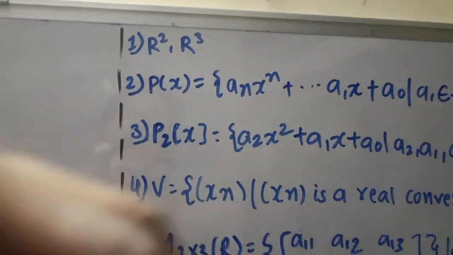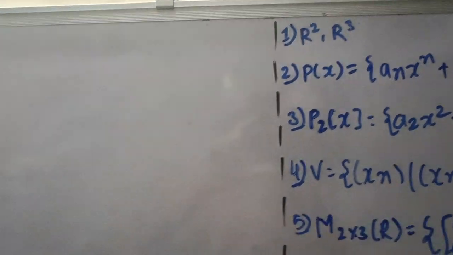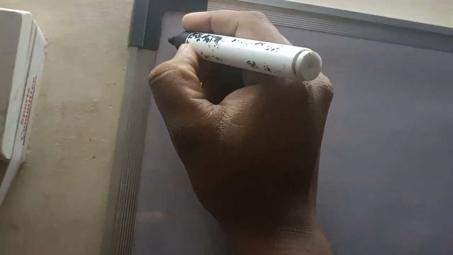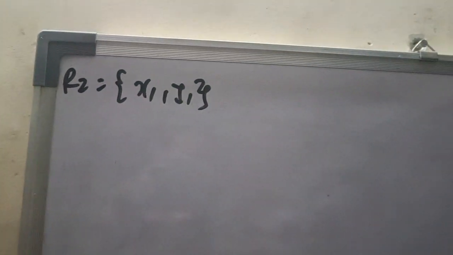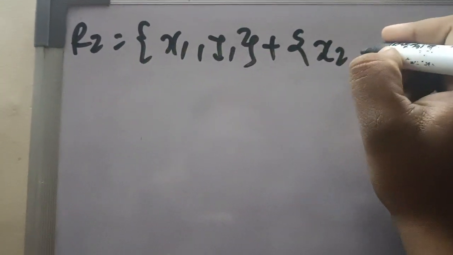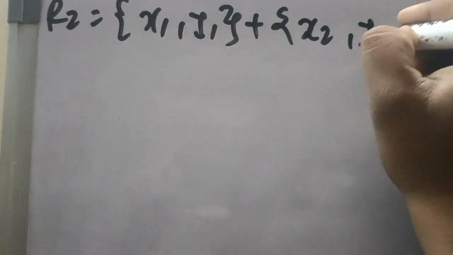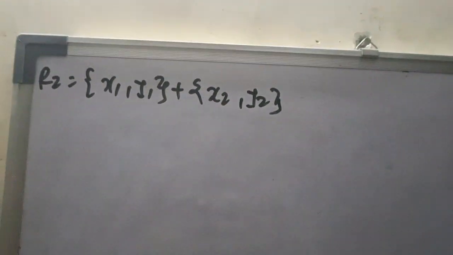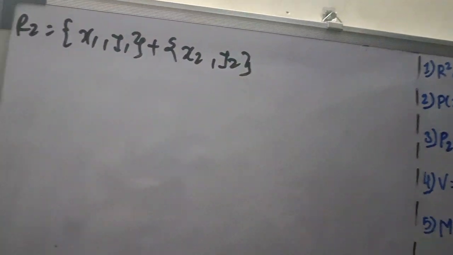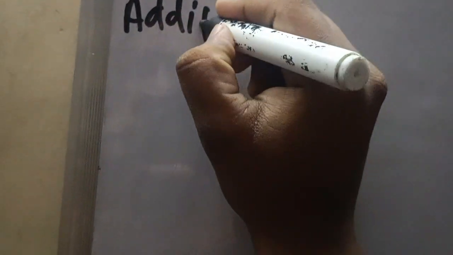So the first question that we've been given here is whether R square is a vector space or not. So let's check it. R square is written as x1 and y1. This is the way of writing R square. Let's take another element, that will be x2 and y2. Now to check whether the conditions are followed or not, let's take two elements for the addition part.